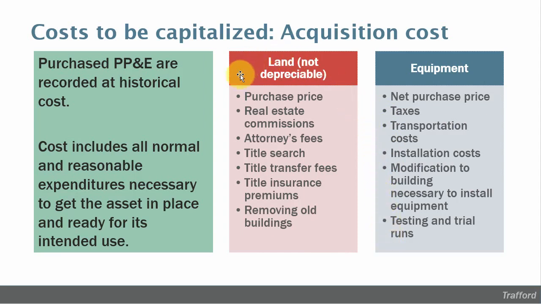Next, let's consider a purchase of land. The acquisition cost of land would include these types of costs: realtors' commissions, attorney's fees, and all of these other things. In fact, if there was an old building on the land and you bought the land so that you could tear the building down and build a new one, the cost of the land would include the cost of removing that old building, because that was necessary in order to get the land ready for its intended use.